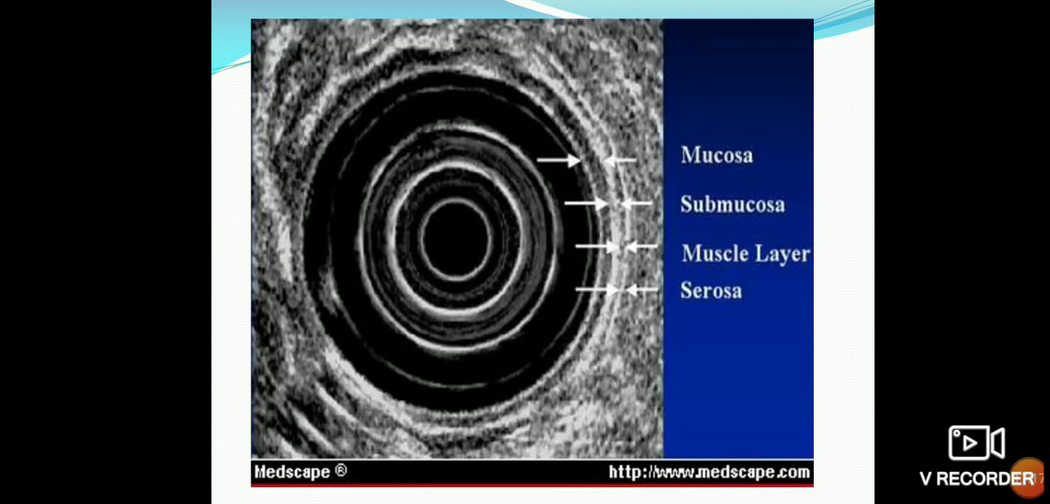This is the diagram of the EUS. Various layers of the stomach are present as alternating hyperechoic and hypoechoic layers. The mucosa and the endoscopic ultrasound interface always show hyperechoic. Then the skeletal muscles show hyperechoic lesion, while smooth muscles show the hypoechoic region.